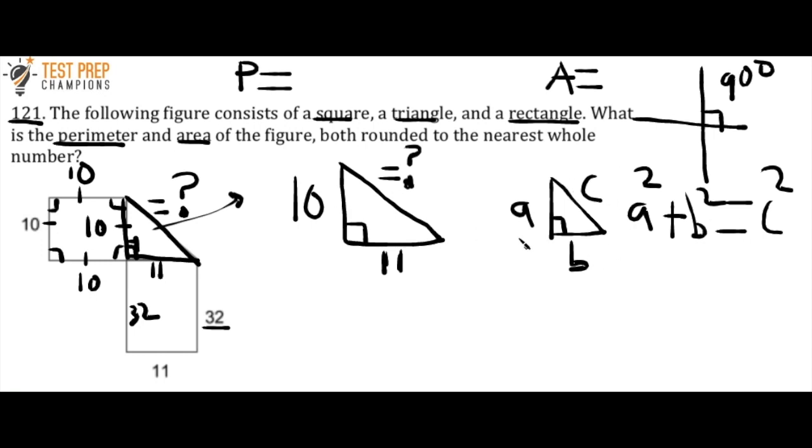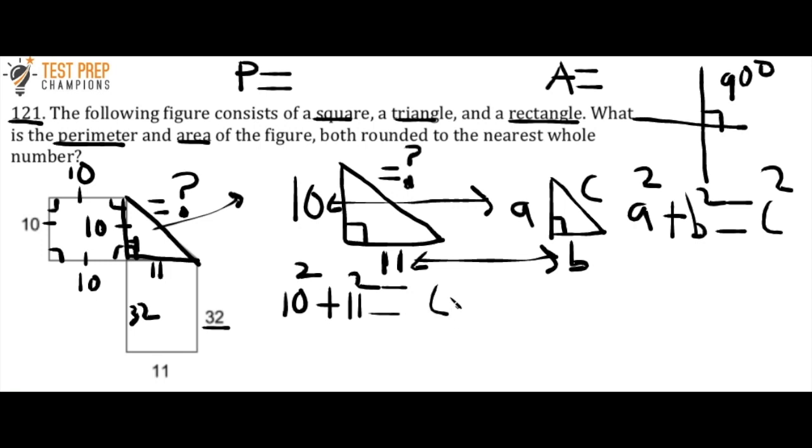So since this is side A, side A of the triangle is going to be 10 in this case, and our side B is going to be 11. So we can use this Pythagorean theorem relationship in order to find the hypotenuse, or the missing side, or side C, whatever you want to call it. So we've got a squared plus b squared equals c squared. So we've got 10 squared plus 11 squared, and that's going to equal c squared.